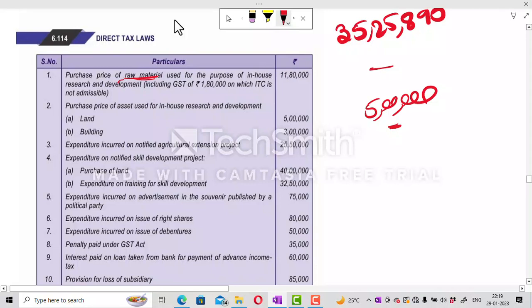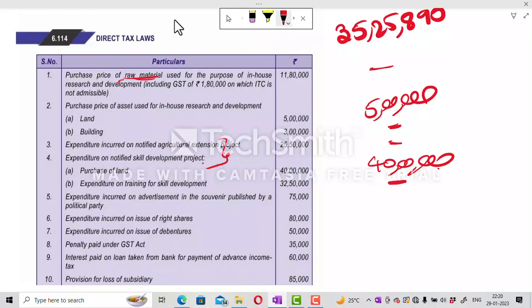Expenditure incurred for a notified agriculture extension project is available, so we need not add back. Expenditure on a notified skill development project and purchase of land: for both of these, land and building are not allowed. For purchase of land, 40 lakhs, we need to add back. Expenditure for training in skill development, we can take the deduction. Expenditure incurred on advertisement in a souvenir published by a political party, we cannot take that expenditure, so add back that 75,000.